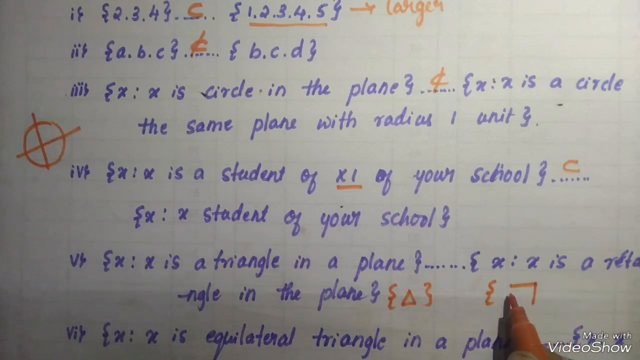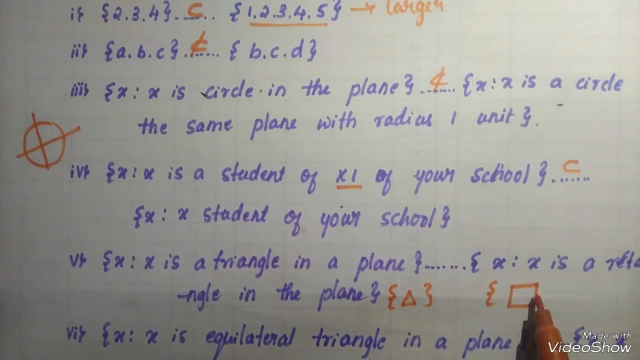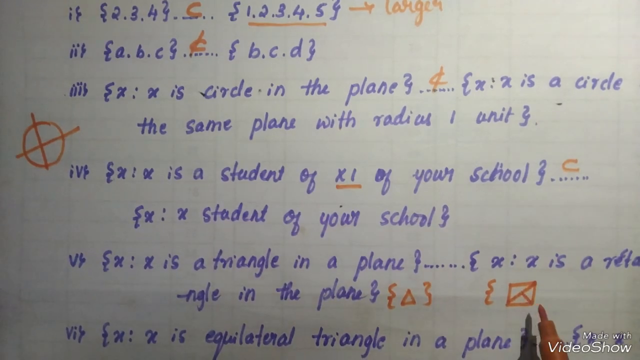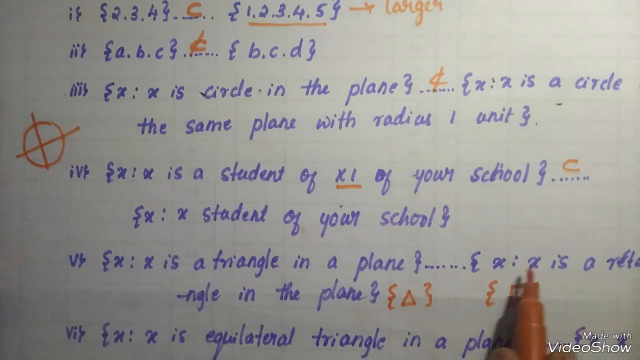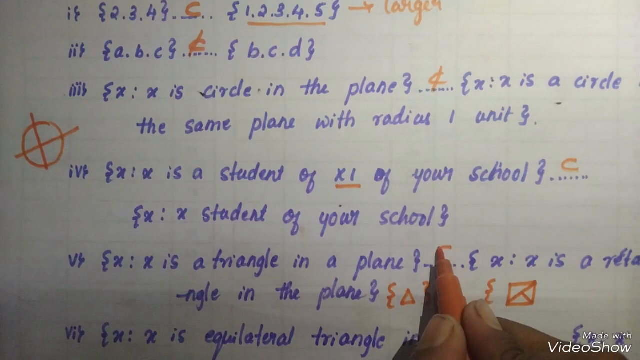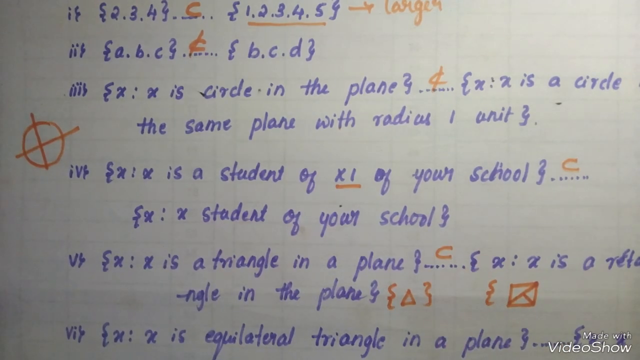Rectangle means it has 4 sides. Triangle means 3 sides. From this 4-sided figure we have to make a triangle. When we take a line here, it becomes a triangle. Again I am taking a line here, then a triangle. From the rectangular plane we can make triangles. Therefore it is a subset. Then X is an equilateral triangle in a plane and X is a triangle in the same plane.